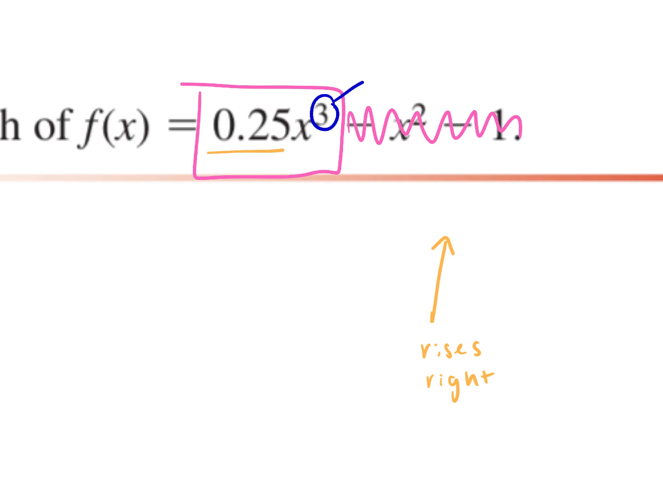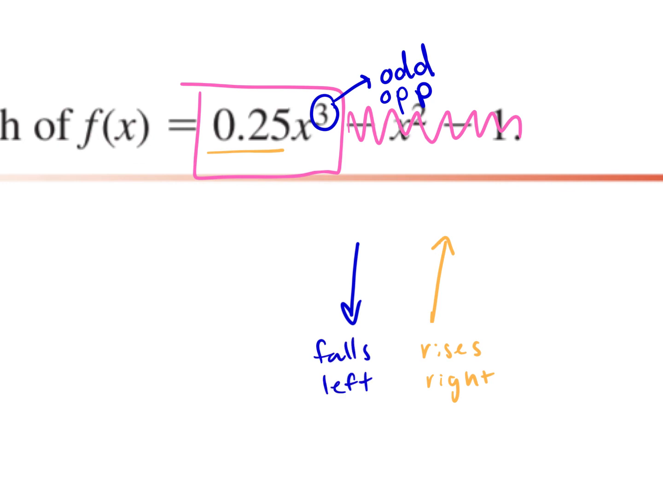So now our degree, is it even or odd? Odd. Does that mean the arrows go in the same direction or opposite directions? Opposite. So what's the left arrow going to do? Fall. So falls left.